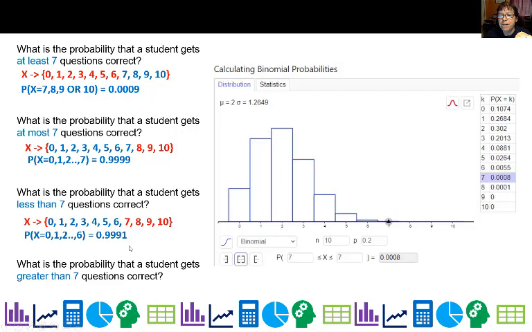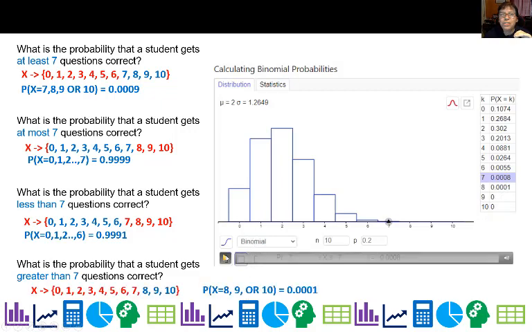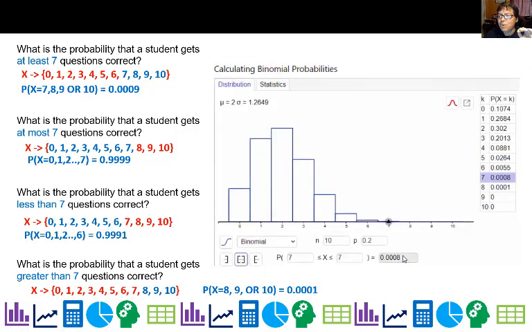Finally, what is the probability that a student gets greater than 7 questions correct? Well, that would be getting 8, 9, or 10. And if I add up those numbers, here's what I get. Now, let me show you why I love GeoGebra. I can actually scroll through here. So there's 7, right? There's a little arrow. You can actually click it. And I go, oh, there's 7 through 10. There's my answer, 0.0009. I don't even have to add them up. It does it for me.